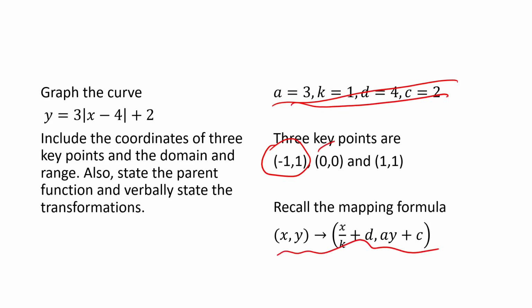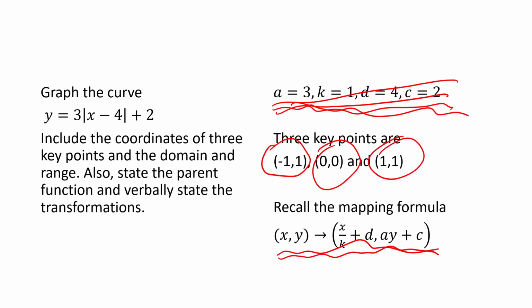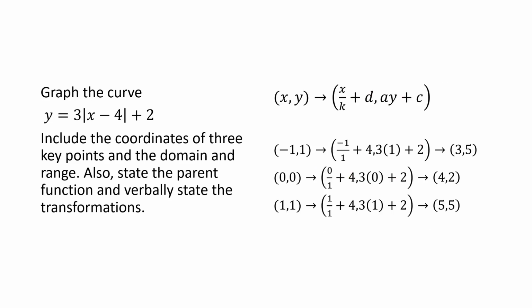Then we'll let x and y be 0 and 0, let a, k, d, and c have the same values, and apply the mapping formula. Then we'll let x and y be 1 and 1. We already know what a, k, d, and c are, and we'll apply the mapping formula. Now, when we do that, we get the points (3, 5), (4, 2), and (5, 5).